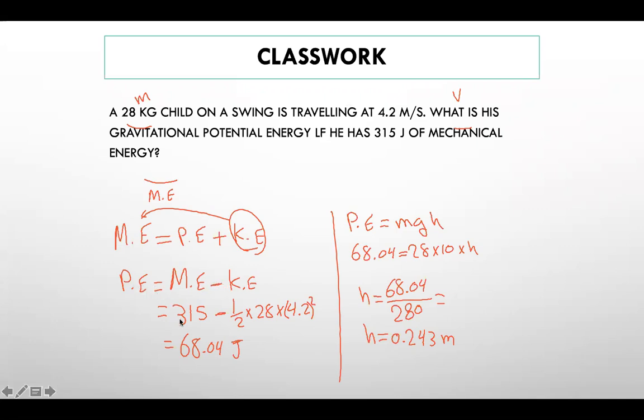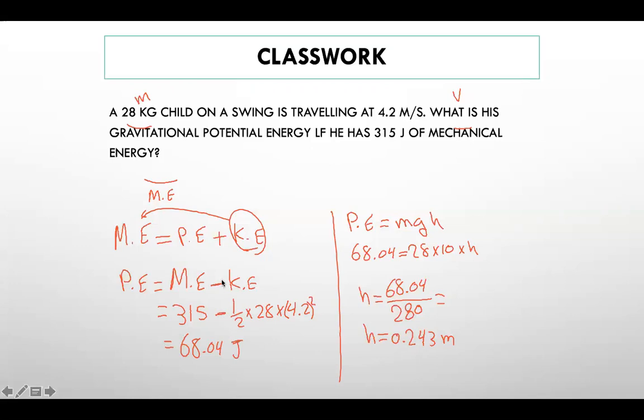Mechanical energy is already 315. Kinetic energy I have to calculate. He gave me the m, which is 28, and the v, which is 4.2. You will square it, and this gives me at the end the potential energy, which equals this number. He asks me at the end for the potential energy.